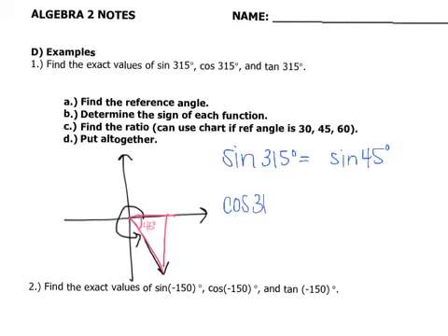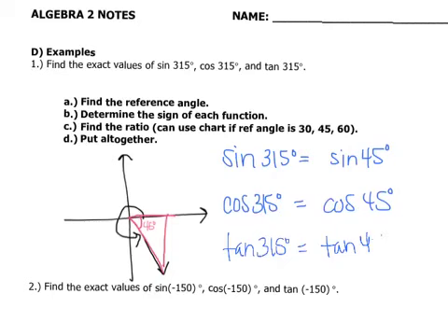Cosine of 315 degrees is equal to cosine of 45 degrees. These values are the same as the values of their reference angle, again, with a possible plus or minus change, okay? And then tangent of 315 degrees is equal to tangent of its reference angle, 45 degrees.